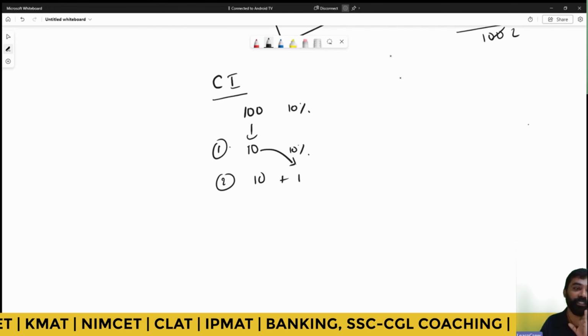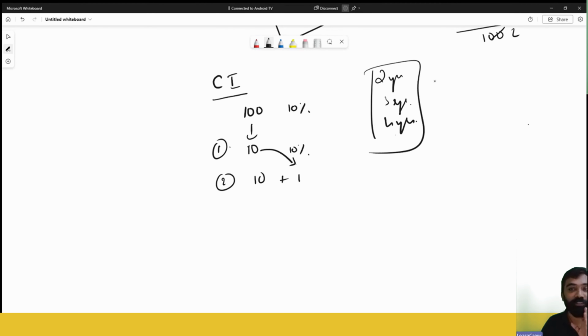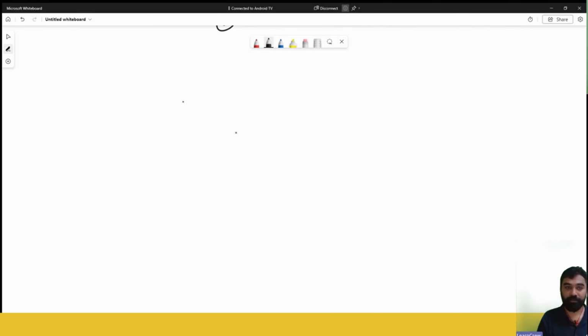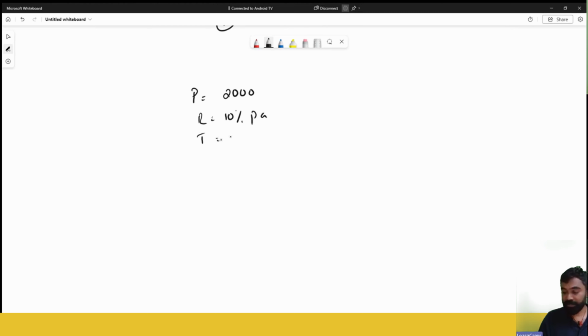Now, whenever you're getting your exams, you will get either for 2 years or for 3 years or maximum 4 years. These kind of questions only will come. Now, let us start seeing how to do these kind of problems. So let's take up an example where the principal is given as 2000. The rate of interest is given as 10% per annum. The time is given as 2 years. I'm asking you to find the compound interest and the actual amount.